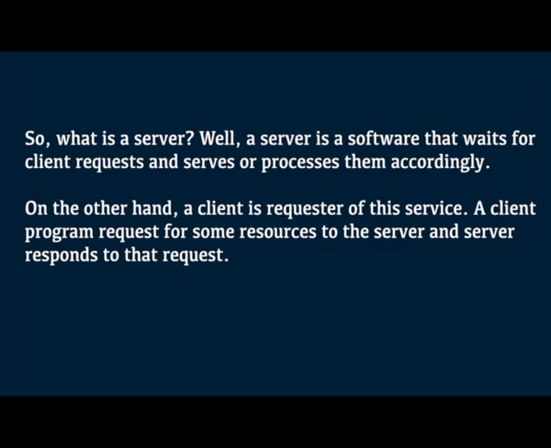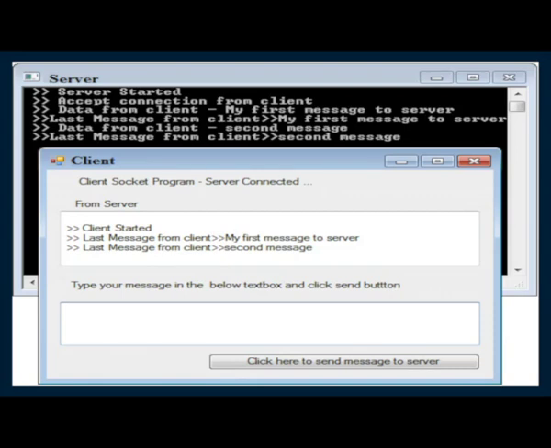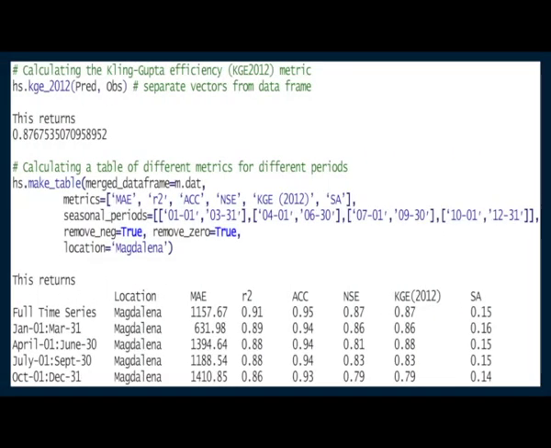So, what is server? Well, a server is a software that waits for client requests and serves or processes them accordingly. On the other hand, a client is the requester of the service. A client program requests some resources from the server and the server responds to that particular request. In order to make use of the socket functionality, only the Python socket module is necessary. In the example code shown, the Python time module is imported as well, in order to simulate the weather station and to simplify time calculations.